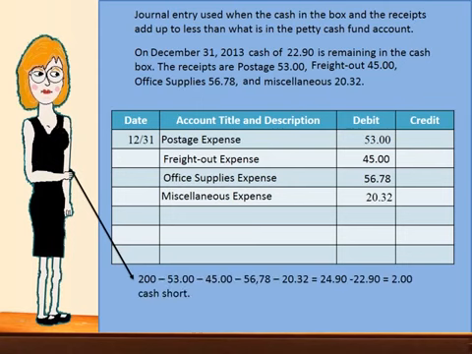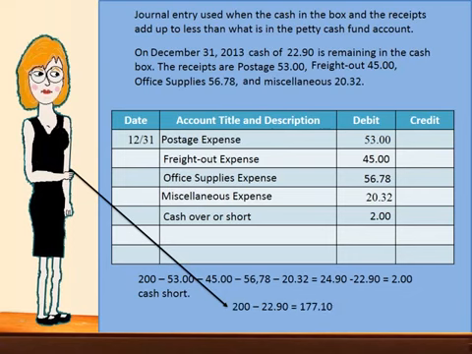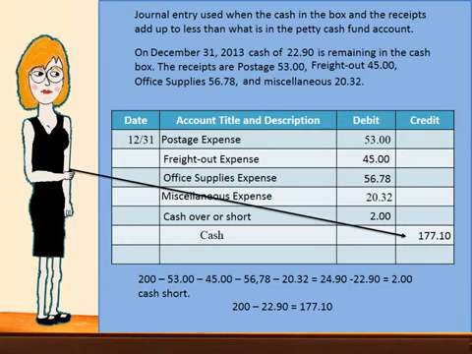But now, if we subtract all the expenses and then subtract the $22.90, which is the cash left, it will be $2 short. So whenever we're short, we debit that. And then we determine the amount of cash that we need to take out in order to replace the amount, so it adds back up to 200.